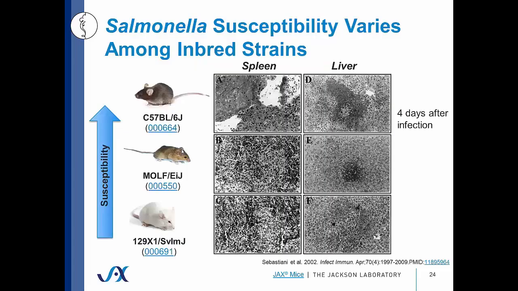When they also looked at spleen and liver pathology 4 days after infection, they see much more immune cell infiltration in the Black 6J mice, and we also see necrotic cell death in the spleen of Black 6J mice that you don't see in the MOLF EIJs and the 129 SVJs.